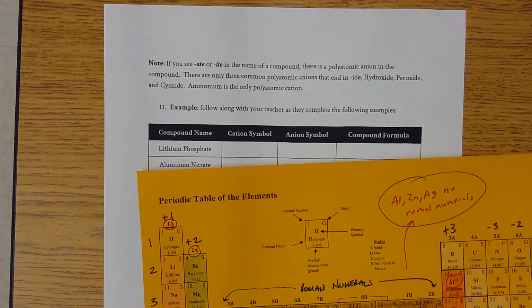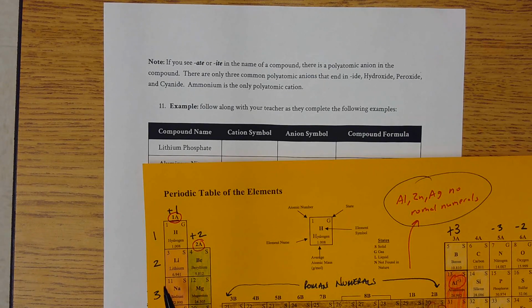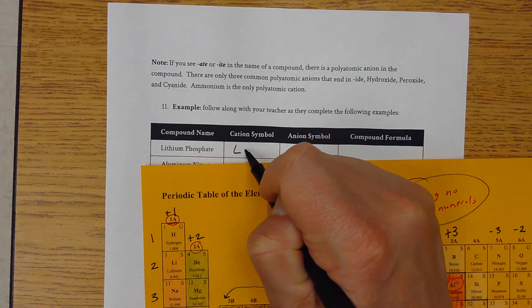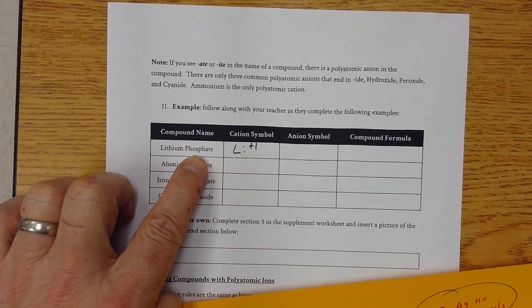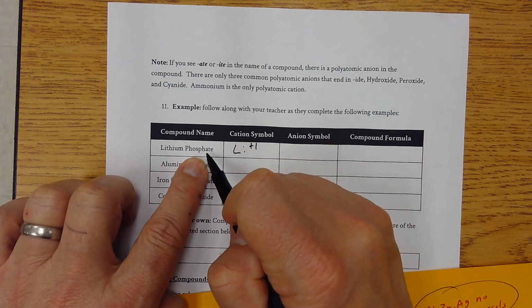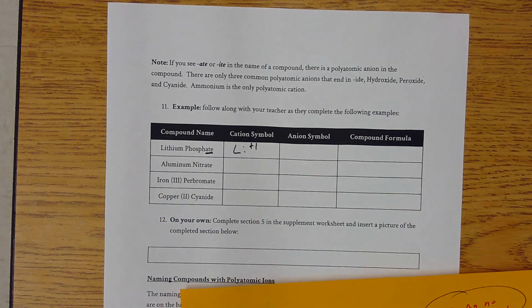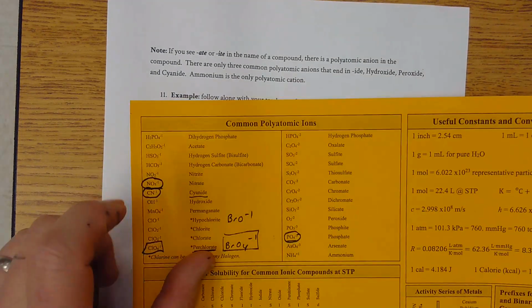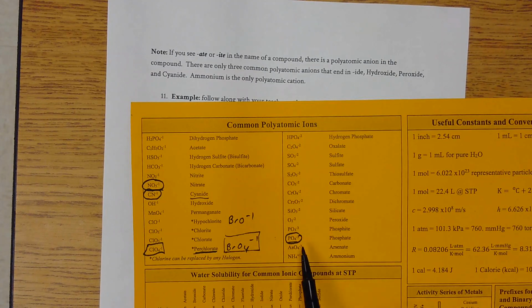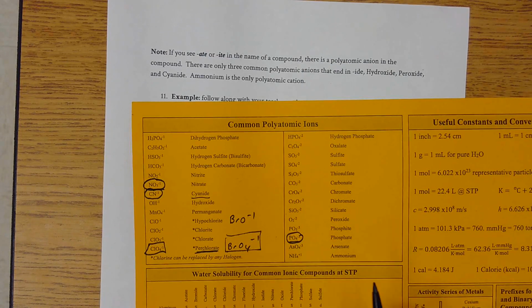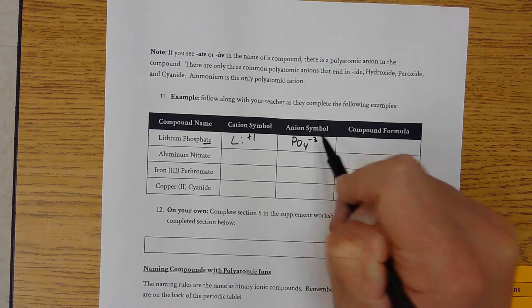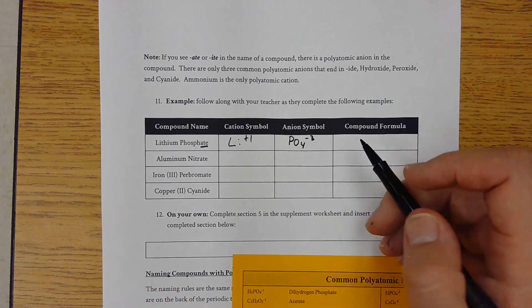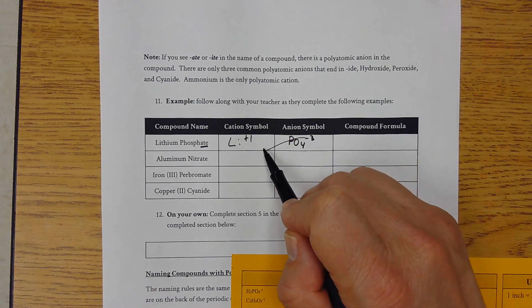So for the first part, lithium is right here. It's +1. So lithium is going to have a charge of +1. Then phosphate is a polyatomic. We know that because it has an ATE ending at the end. Okay, so we're going to have to look in the back. Okay, phosphate is right here. Its formula is PO4 minus 3. So PO4 minus 3. Okay, and when we get to that point, then we just do our crossing method.